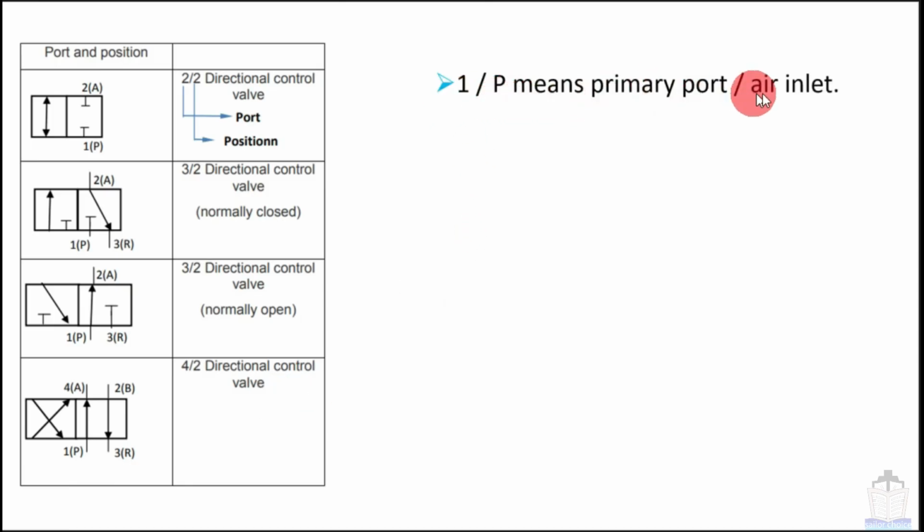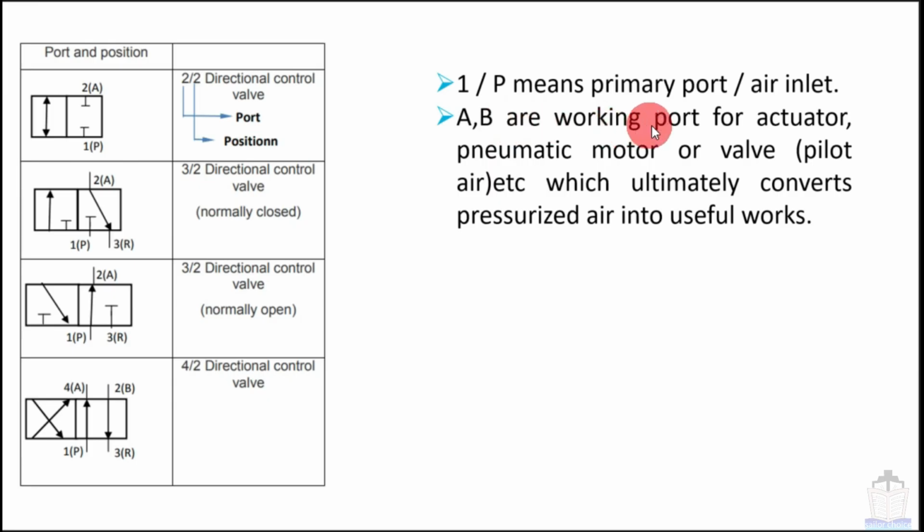1/P means primary port or air inlet. Air inlet means here you can see 1 and P is written, that means main air supply will be connected to this position. A and B are working ports for an actuator, pneumatic motor, valve, pilot air, etc., which ultimately convert pressurized air into useful work.